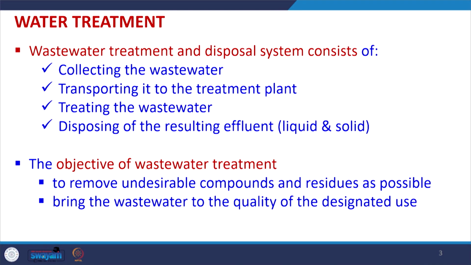Now, transporting it to the treatment plant is the second step, which is done through either sewer lines or various types of pipelines etcetera in the industry. Then the third step is treating the water to its ultimate goal, and ultimately the fourth step is disposing of the resulting effluent, because during the treatment we may generate liquid effluent as well as solid waste. So, we have to dispose both liquid and solid.